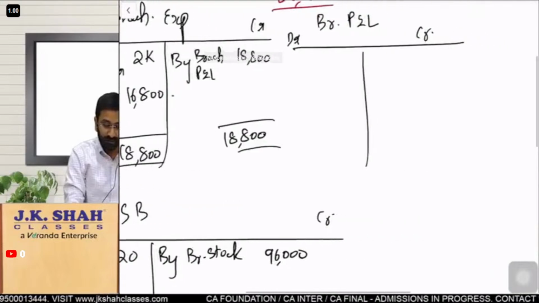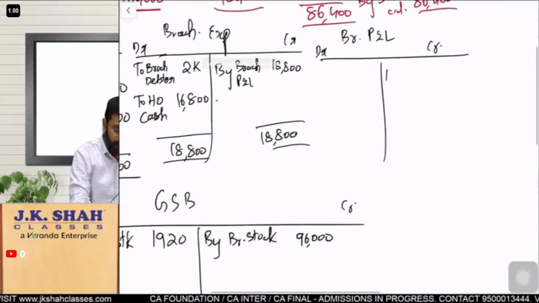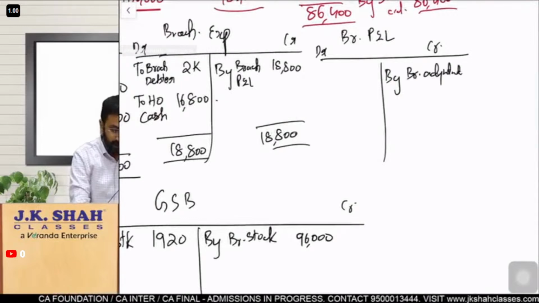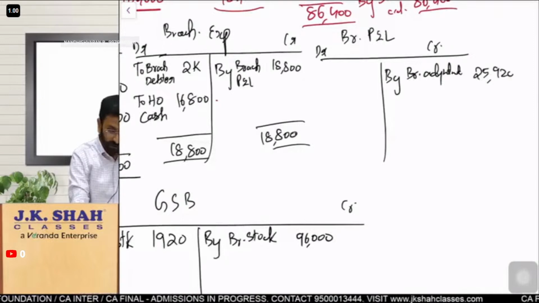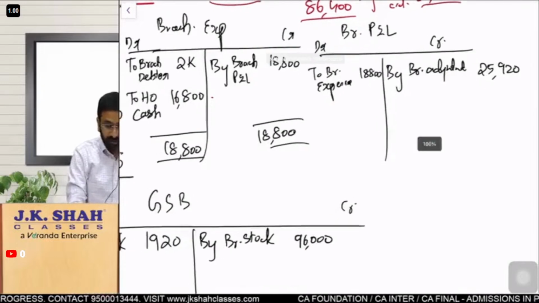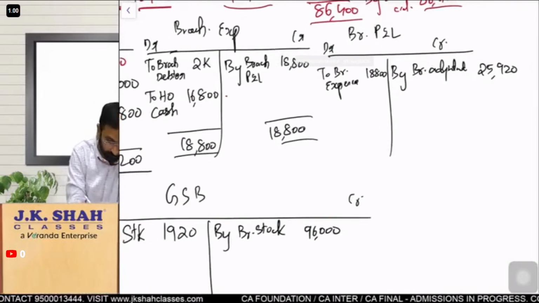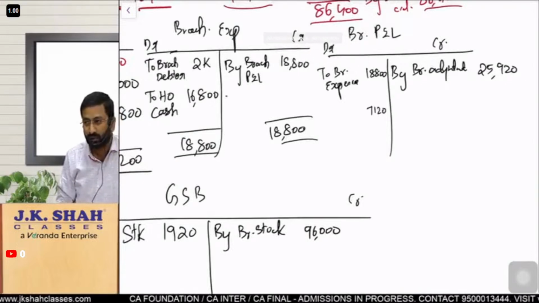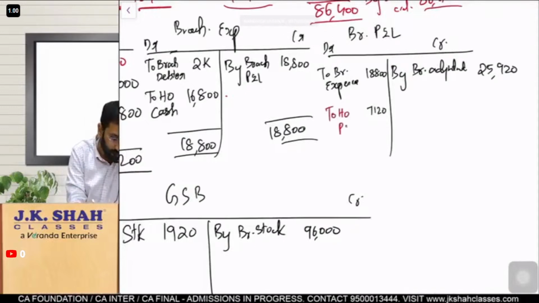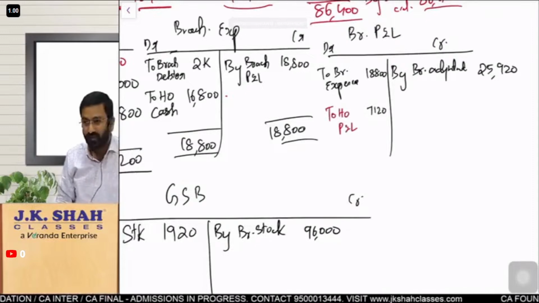In P&L, it will be first the gross profit by branch adjustment. What is the gross profit we got? 25,920. To branch expenses, 18,800. Correct? 7,120. This is net profit. It should go to head office P&L, to head office P&L.